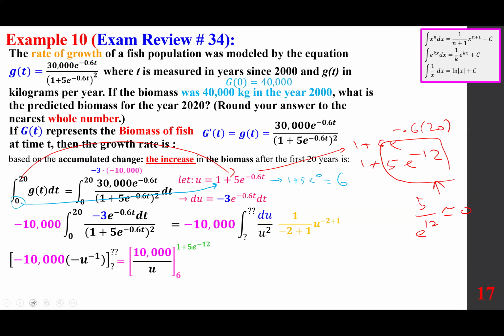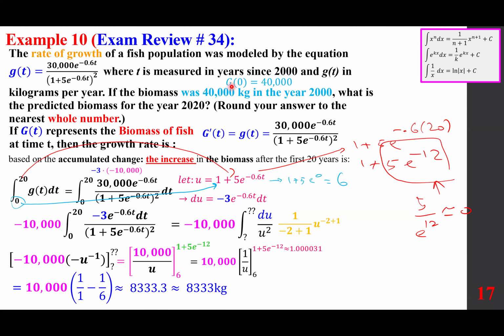Okay, so we have negative times negative, positive 10,000 over u, or 10,000 times 1 over u. And as I said, the lower limit is 6. The upper limit is precisely this number, roughly 1.000031, but for all practical purposes, it's really 1. So 10,000 times 1 over 1 minus 1 over 6, which is 10,000 times 5 over 6, which is this number. The initial value was this. When you add it in the year 2000, we had 40,000. So in the year 2020, we have this plus the 40,000. That's the final answer.